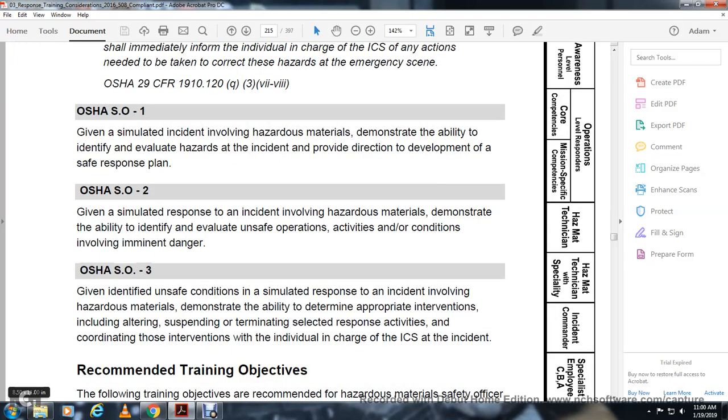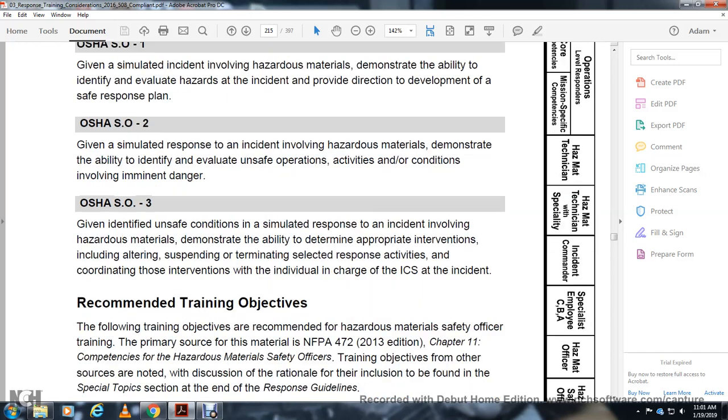Given identified unsafe conditions simulated with the response to the incident involving hazardous materials, demonstrate the ability to determine appropriate interventions, including altering, suspending, or terminating selective response activity, coordinating with the interventions, individual sergeant and lieutenant, and the command system at the incident. Recommended training objectives.